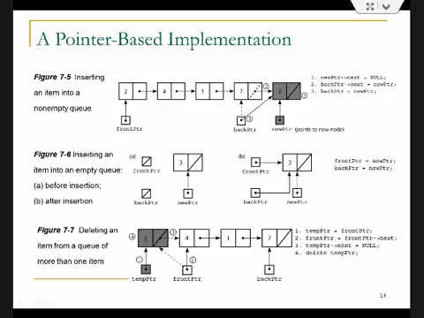So, deleting an item from a queue with more than one item. First you have to set temp pointer equals front pointer. So the original front pointer is pointing at 2, right? So temp pointer is now also pointing at 2. Then front pointer equals front pointer arrow next. So front pointer was here, equals front pointer arrow next. Front pointer arrow next is this guy pointing at 4. So now front pointer is also pointing at 4 instead of pointing at 2.